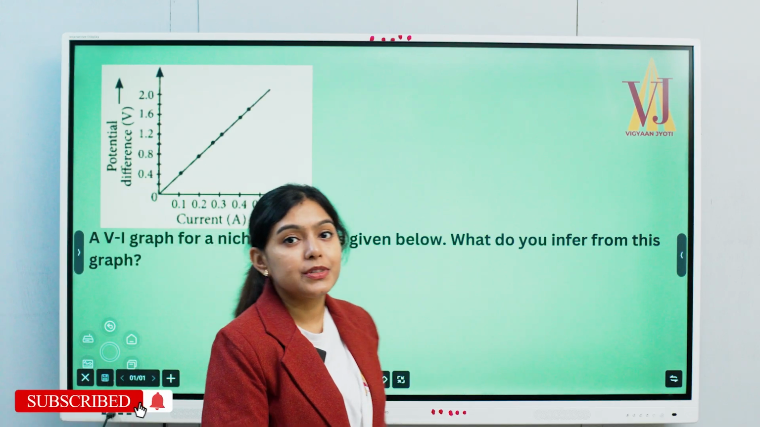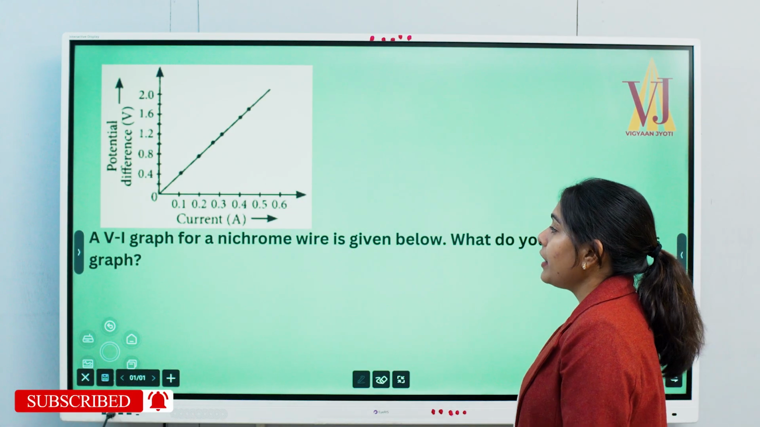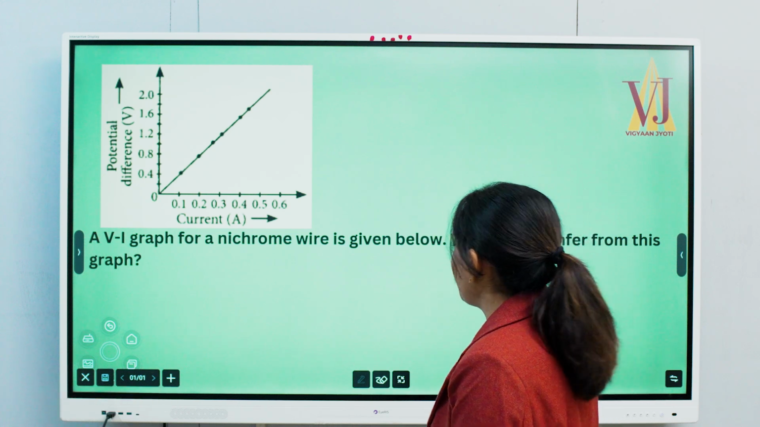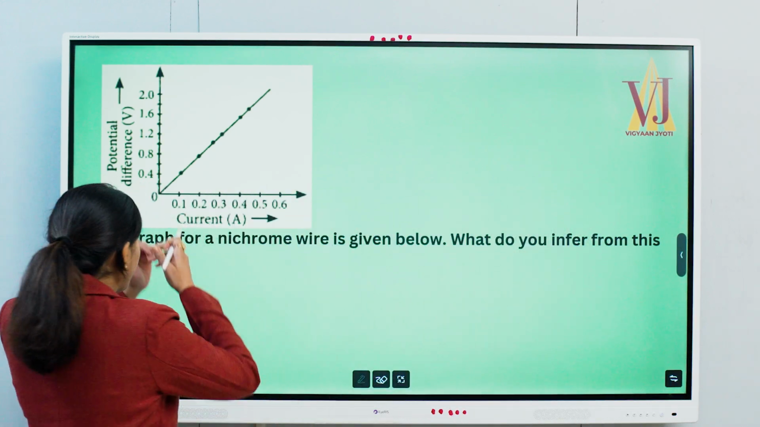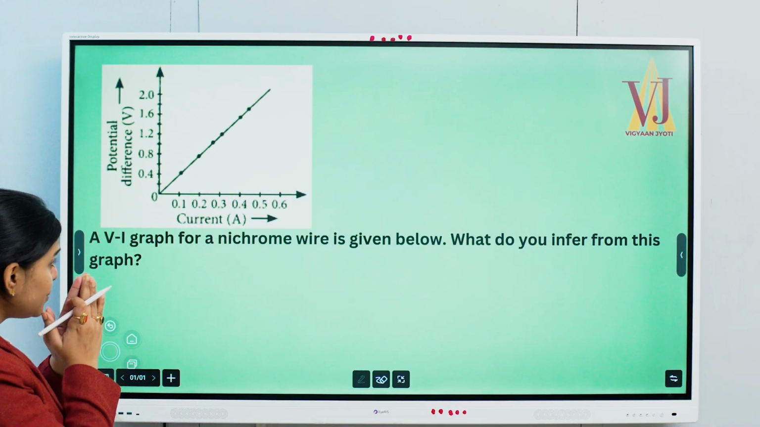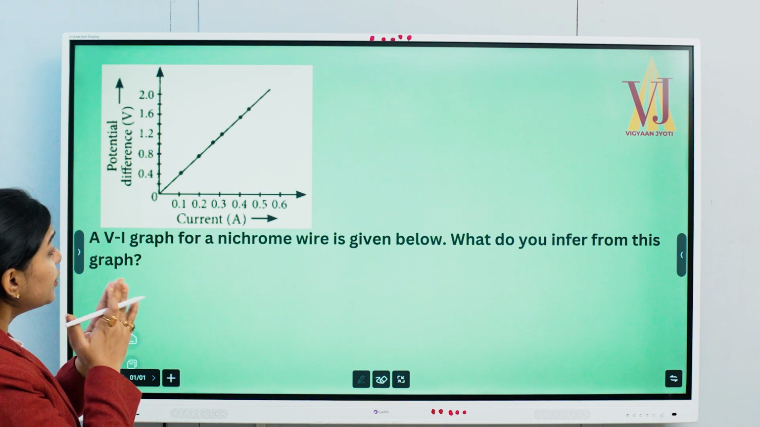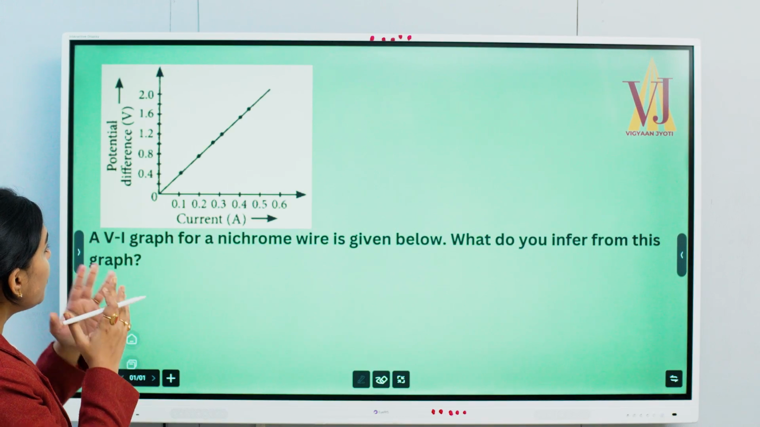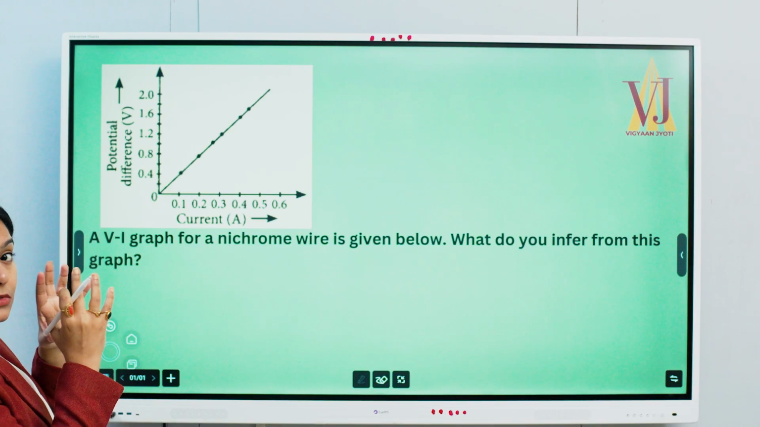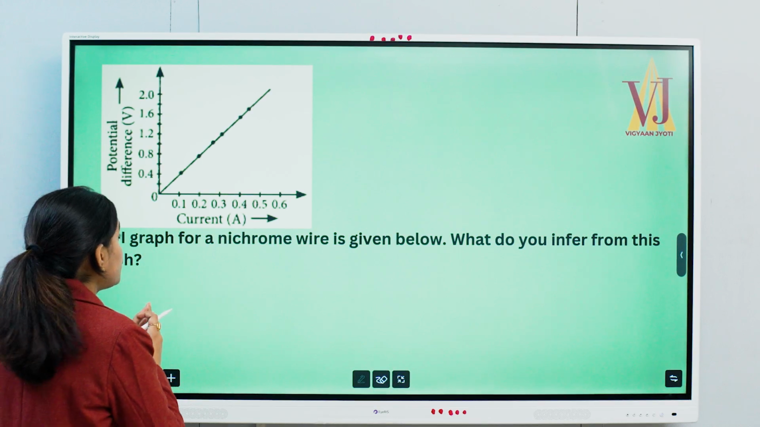Okay, now we come to some graph questions. A VI graph for a nichrome wire is given below. What do you infer from this graph? Whenever we get such kind of questions, the first thing you need to do is plot it. You have to show the table method.